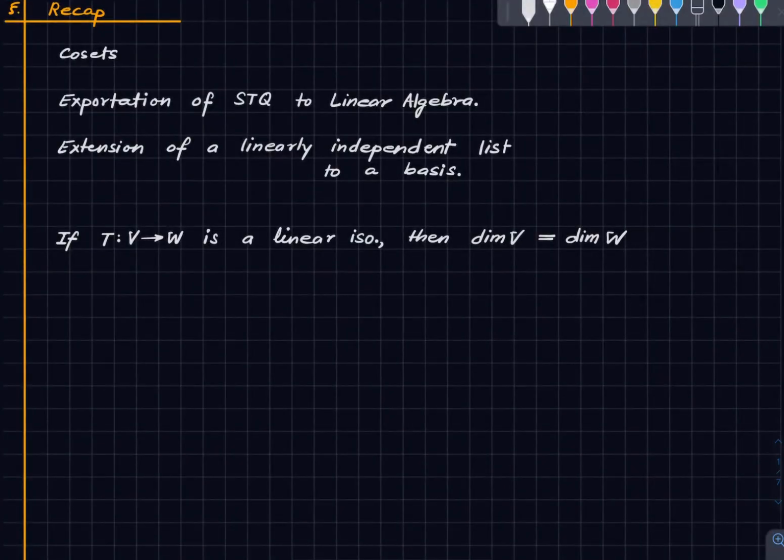Welcome to this lecture series in linear algebra. In this lecture, we'll learn about quotient spaces and an associated theorem, or rather, multiple associated theorems. Let us recall what we need.